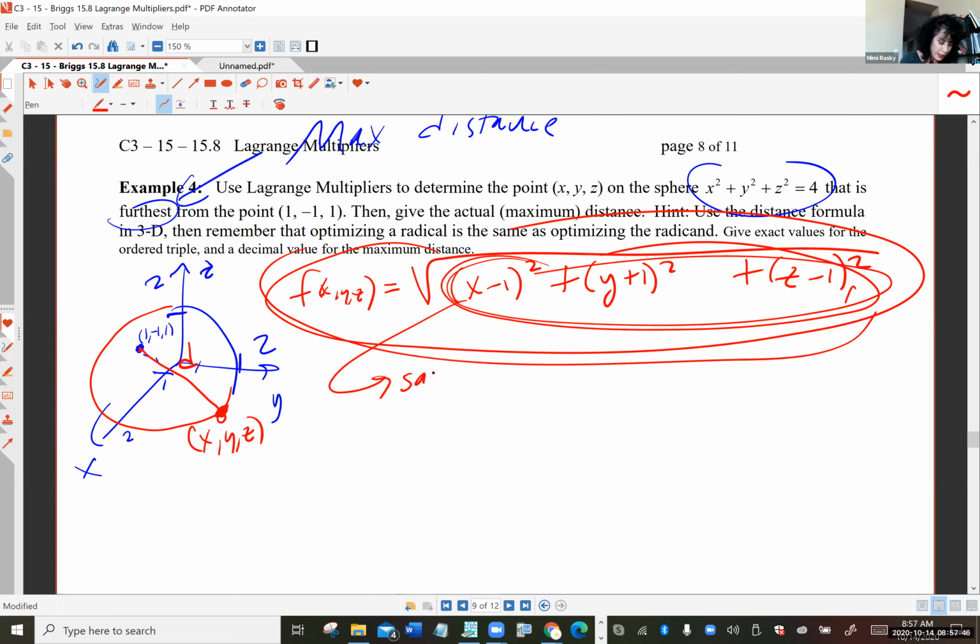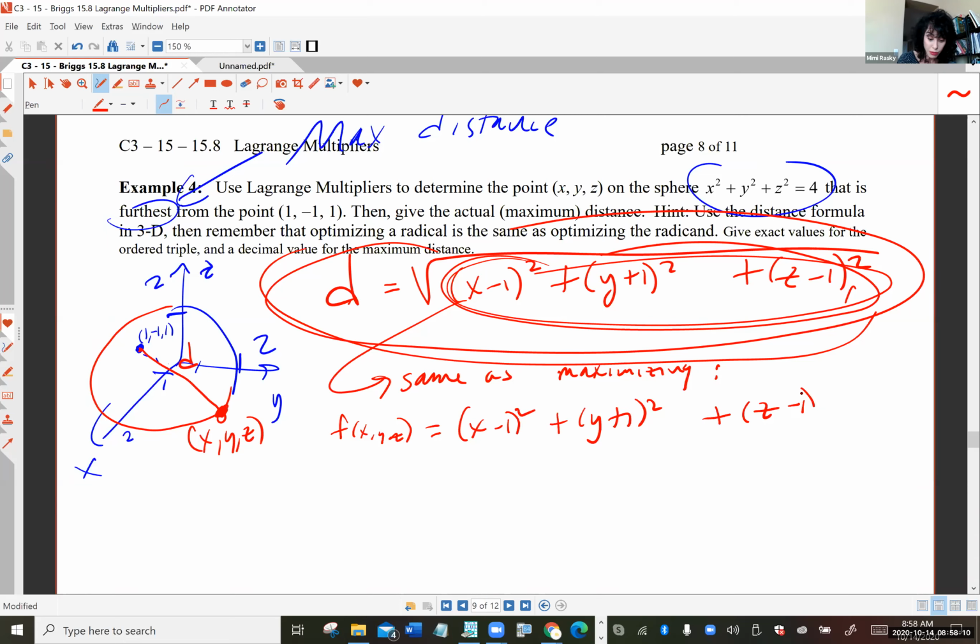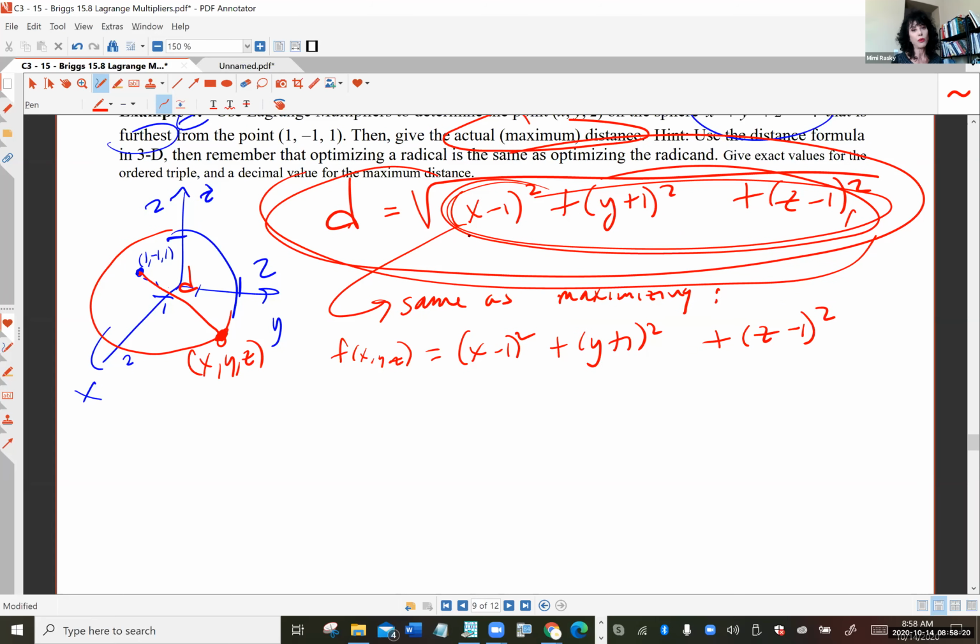So it's the same as maximizing this function. I call this D for distance formula, because you're finding the distance between a point that's on the sphere boundary to our point that they gave us. So it's the same as maximizing the radicand. That's going to make life so much easier. Now, at the very end of the problem, we better remember when they're asking us for the actual max distance, we've got to make sure we put that radical back in, otherwise we're going to get the wrong answer. But this is the quantity that we'll optimize.